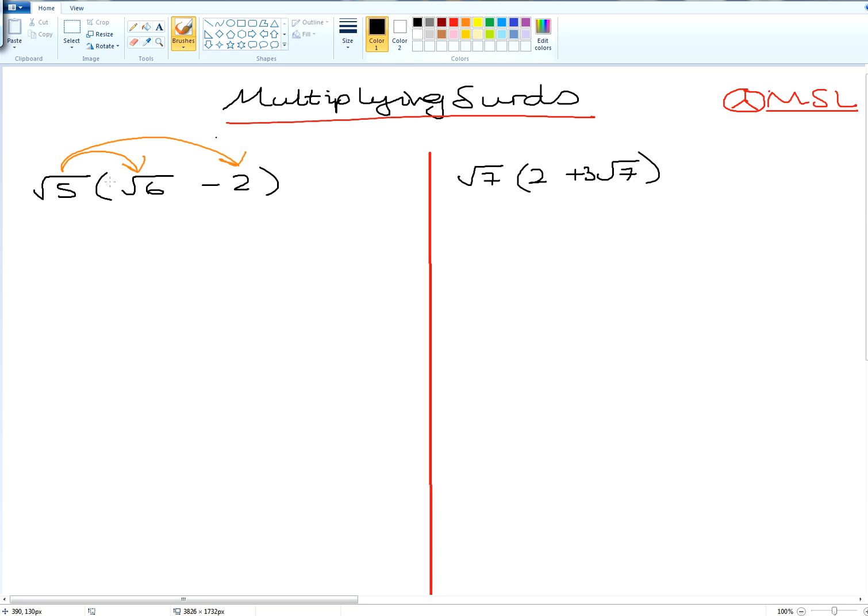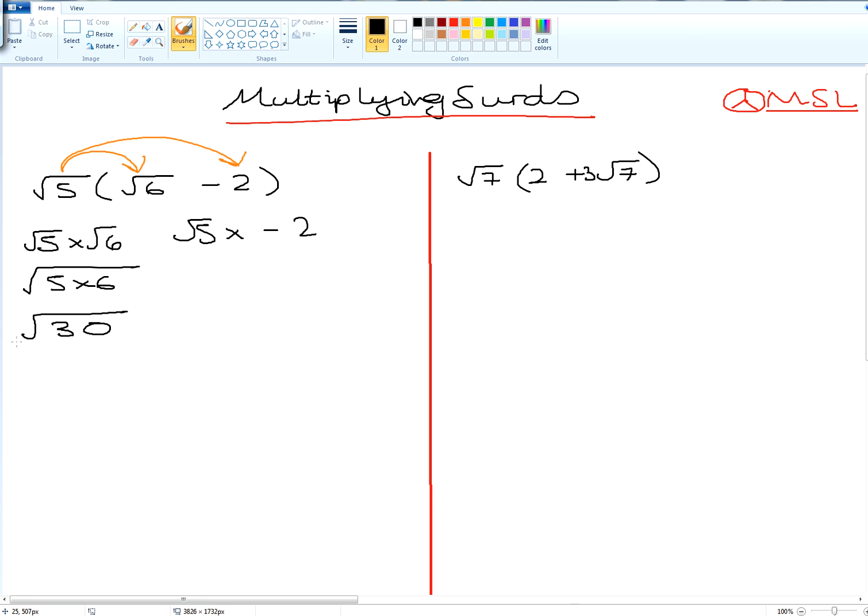So first of all, we have root 5 multiplied by root 6, and then we have root 5 multiplied by minus 2. Okay. Are we happy with that so far? Now, root 5 times root 6 can be rewritten as root 5 times 6. The same way we can split them up, we can join them up as well, which will then be the same as root 30.